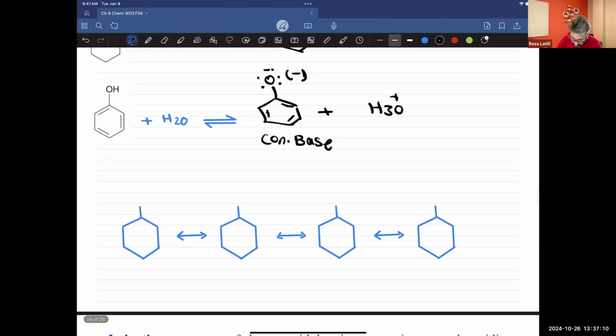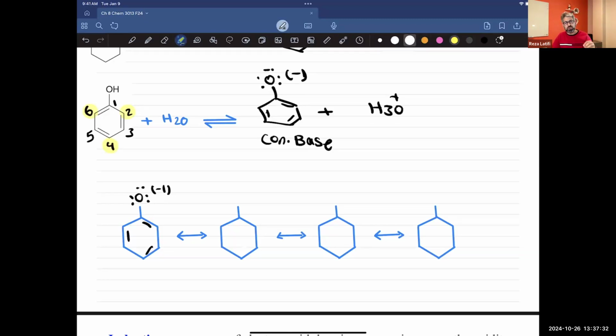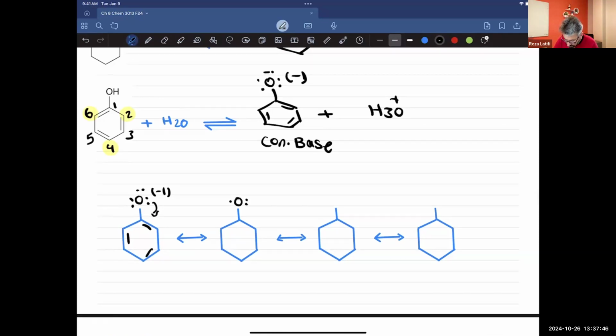So now let's say we got this one, and it has a -1 charge, and I have 3 pi bonds there. This is going to be the first position, second, 3, 4, 5, 6. If you generate a negative charge on a phenol, you can actually distribute that negative charge and put it on the second, fourth, or the sixth position. How do we do it? We will share this lone pair with the ring, and then we will have a double bond. Now we get a negative charge there.